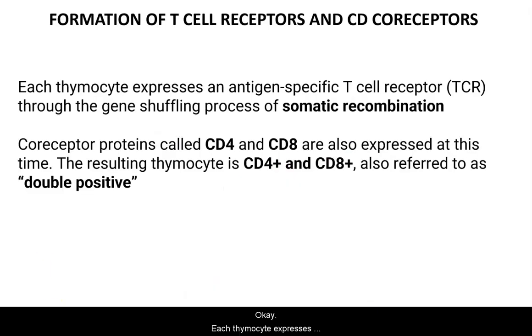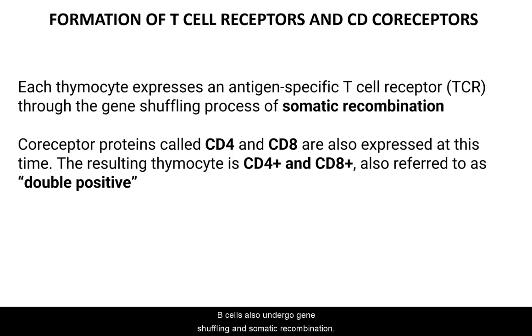Okay, each thymocyte expresses an antigen-specific T cell receptor. What does that mean? Each T cell is going to have T cell receptors that are built to respond to just one particular type of antigen. And there can be an infinite number of antigens that our immune system can interact with. And the way that our immune system makes these receptors so that they can potentially interact with an infinite number of foreign molecules is through gene shuffling. And this process is called somatic recombination.